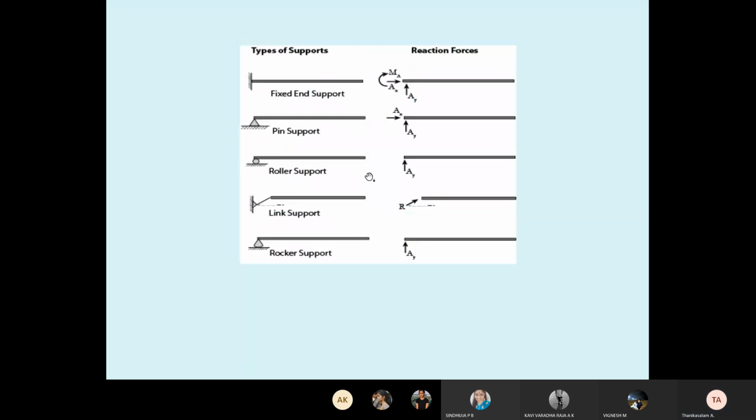Okay. Now see the diagram. See here, this is a fixed support. So in the free body diagram, see AX, AY, that is RX, RY. A different name they have given. AX means RX, the reaction at that point. AY, RY, and MA, the couple moment.